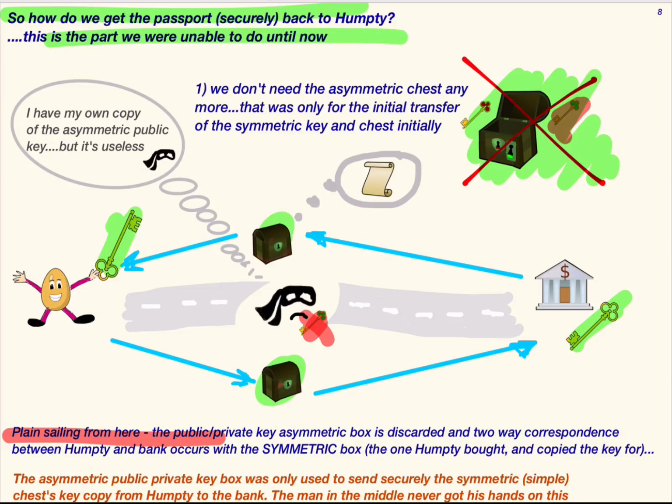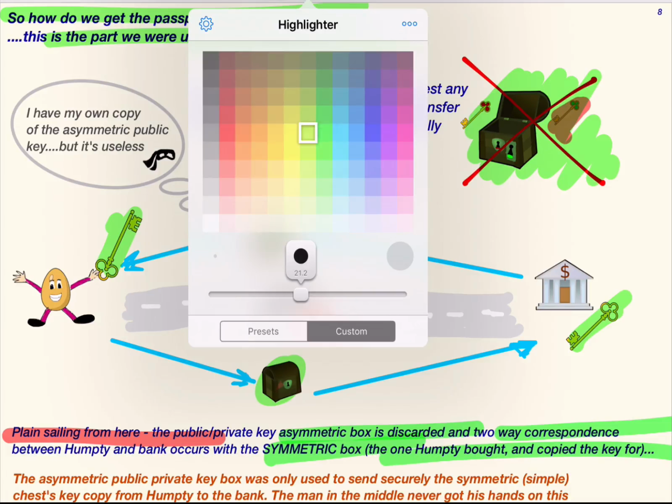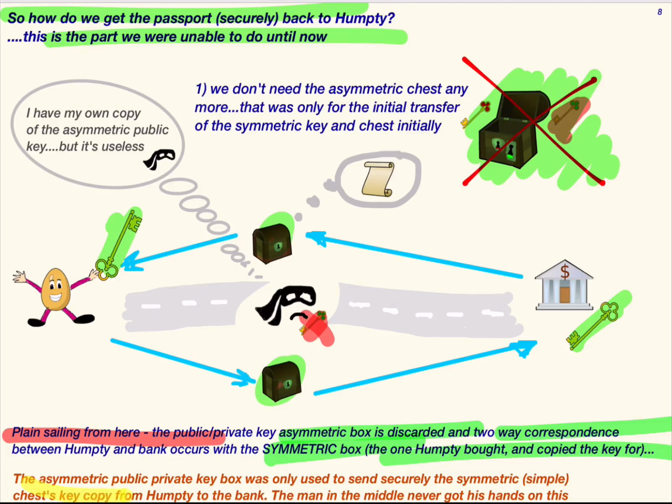So the asymmetric box is discarded, and two-way correspondence between Humpty and the bank occurs with the symmetric box, the one that Humpty bought and copied the key for, right? I just want to reiterate one more time. The asymmetric box was only used initially to securely communicate the copy of the key for the symmetric box between Humpty and the bank, right? And the man in the middle never got his hands on this.